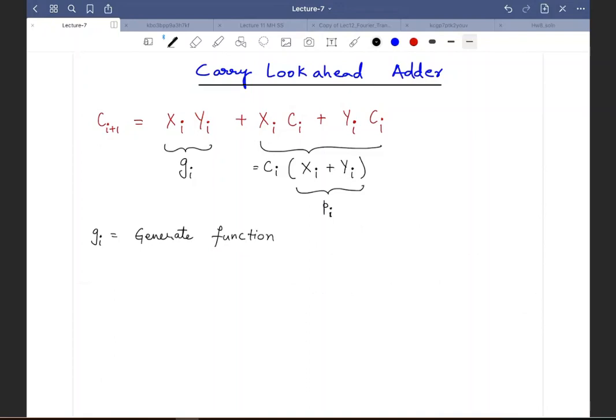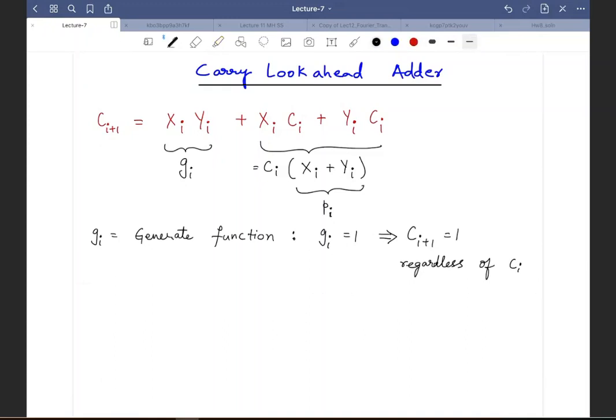Why is it called the generate function? It is called the generate function because g sub i equals 1 directly generates c sub i plus 1 equals 1, regardless of the previous carry, right? So if g sub i is 1, it generates the next carry as 1. c sub i plus 1 will be 1 regardless of c sub i, because it is g sub i plus something. So this or this, if one of them is true, the overall thing is true. That's why it's called the generate function.